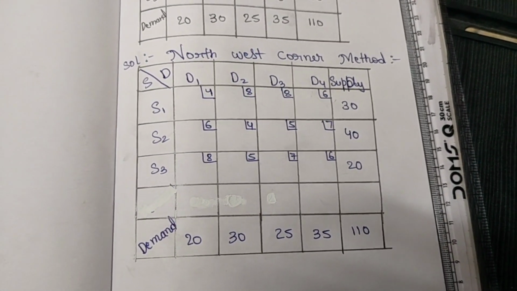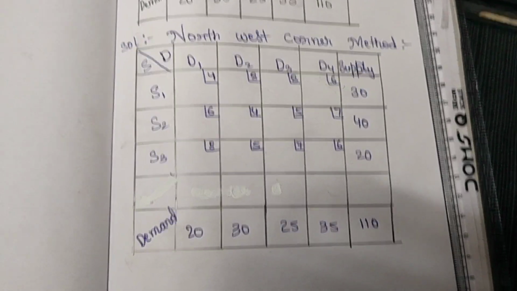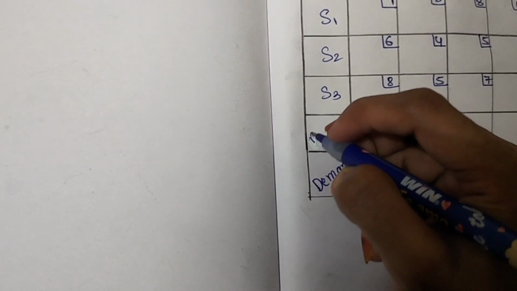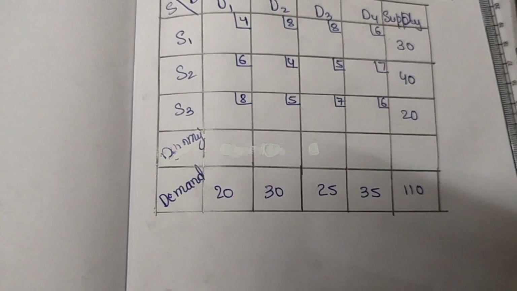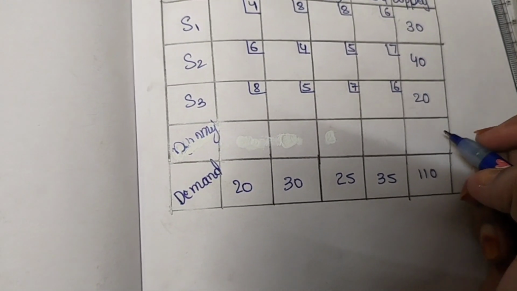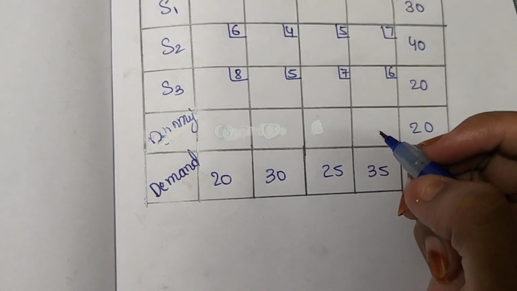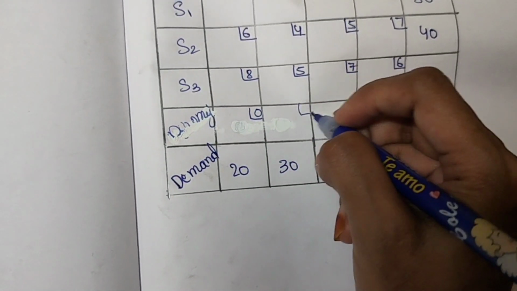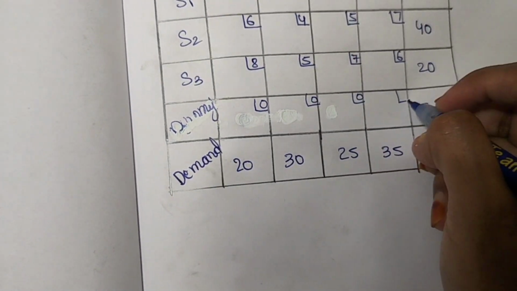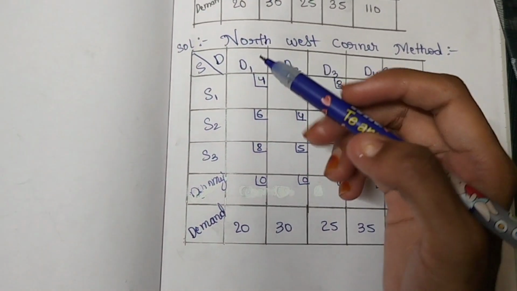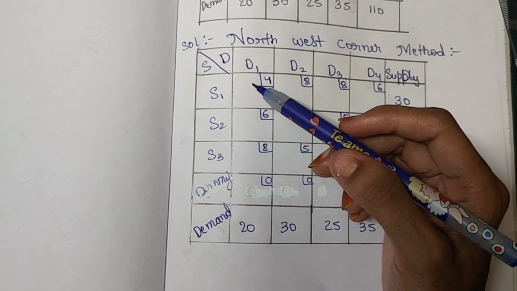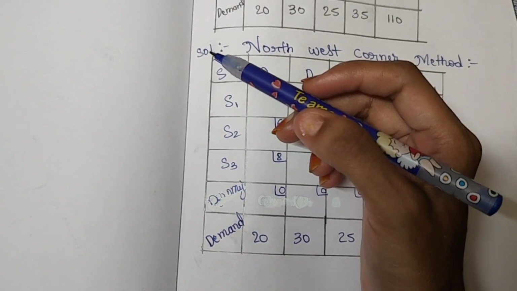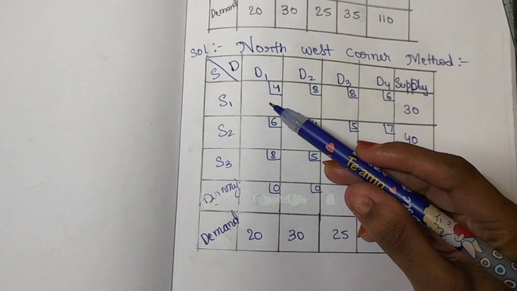So to balance it, we will take an extra row as there is a shortage in supply. We will take this row as dummy. As there is a shortage in supply, that is 20 units, we will take 20 in this row and all these cells will be taken as zeros. In the northwest corner method, this cell is called the northwest cell, which is at the northwest corner. So this cell will be taken first.